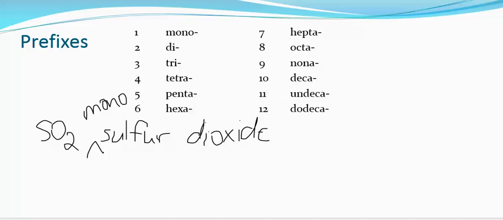Either one's okay. CO. I can omit mono for the first one, so I can just say carbon. However, I have to include mono for the second one if there's just one. And so it's carbon, there's just one oxygen, so that's monoxide.